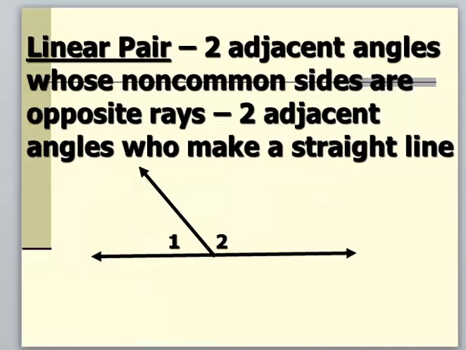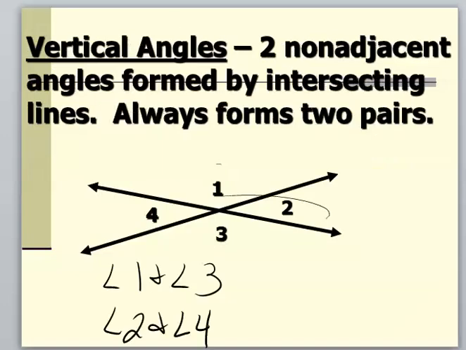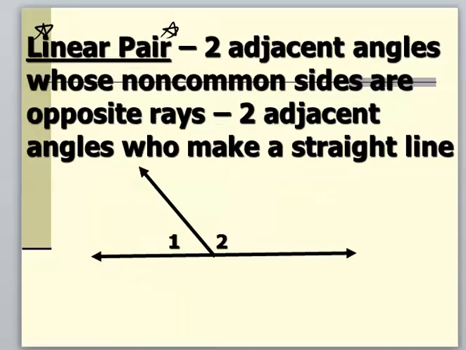The next definition is a linear pair, and you need to know both of these definitions, the names of them, for when we work with proofs. So when you put down vertical angles, you might put a star next to the name. It's very important. Same thing with linear pair. A linear pair is 2 adjacent angles, 2 angles that are right next to each other, whose non-common sides, the sides they don't share, are opposite rays. These are 2 adjacent angles who make a straight line.